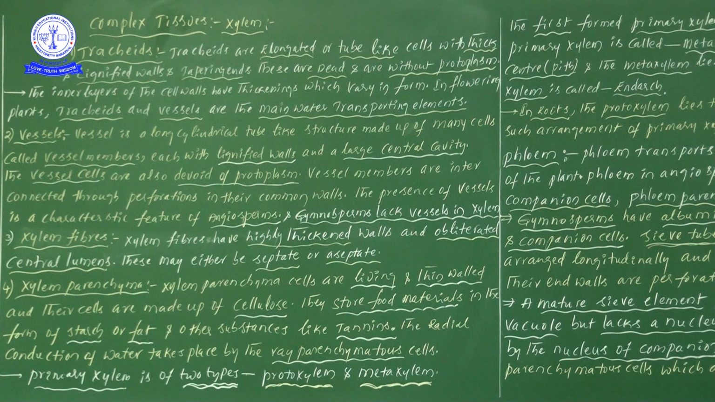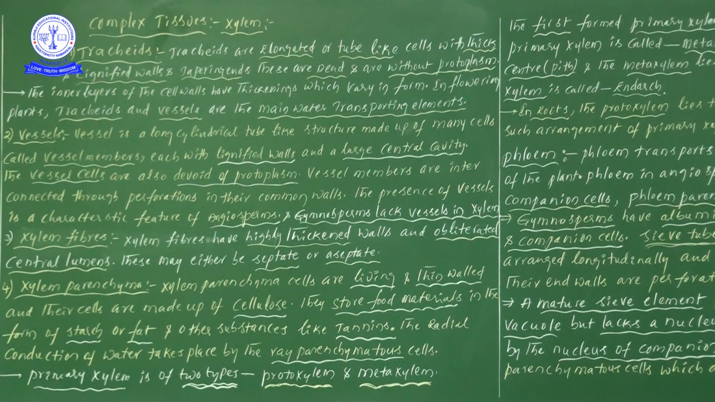Next, the radial conduction of water takes place by the ray parenchymatous cells. So the movement of water in radial conduction is under the control of ray parenchymatous cells. What radial means and what ray parenchymatous means, I will explain in the next videos.